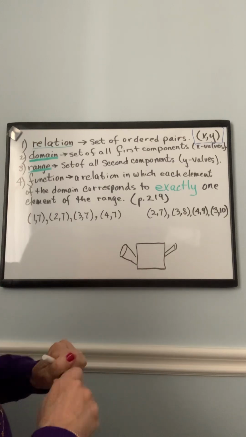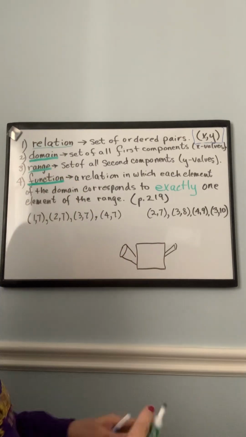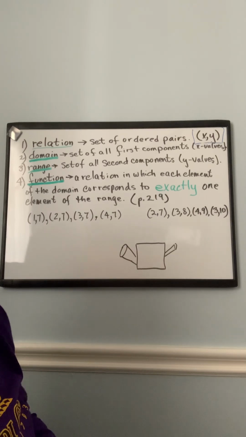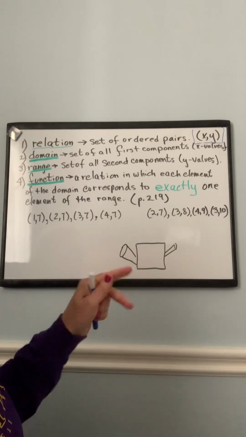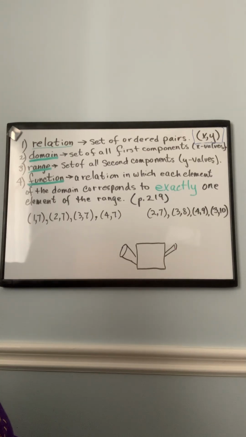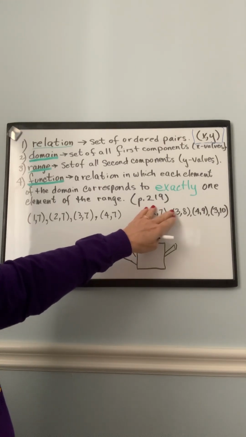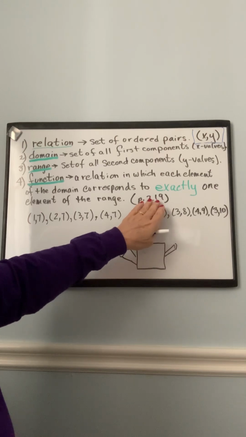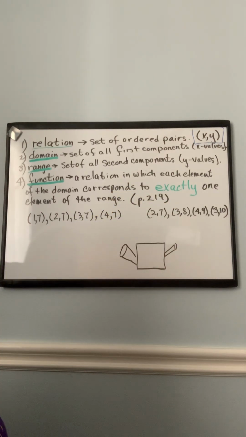Now, another word that we have in our vocabulary for Unit 3 is a function. What is a function? A function is a relation in which each element of the domain corresponds to exactly one element of the range. And I've provided for you a page number in your text that you might want to take a look at that will review some of these concepts and give you examples as well.